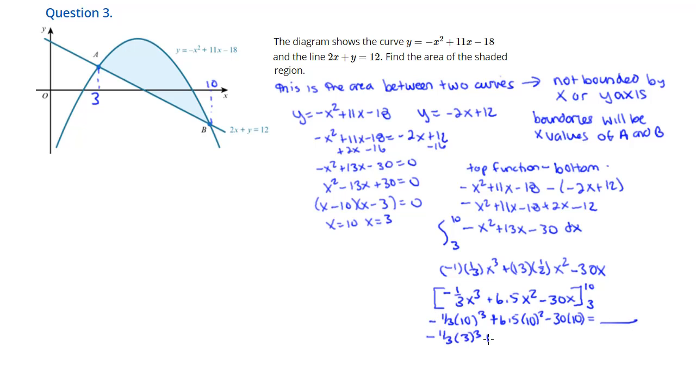So in this case, we're going to find out that when I substitute 10 in, I get 16 and 2/3, and when I substitute 3 in, I get negative 40.5. And so when I subtract those, I'm going to end up with 57 and 1/6. And we're good to go.